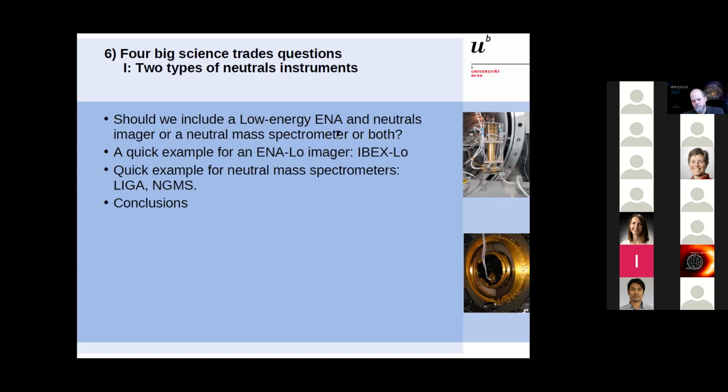Just a very brief example for those of you who are not familiar with what we're talking about. A quick example for a real life ENA low imager and a quick example for a real life neutral mass spectrometer. And all of this is already flying around in space. It's out there, it's ready.